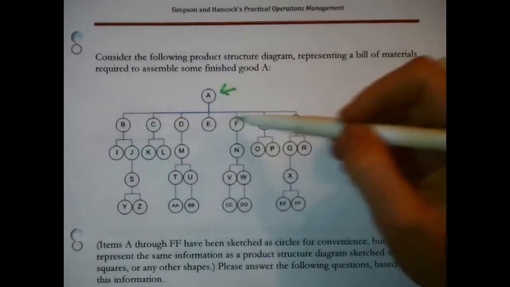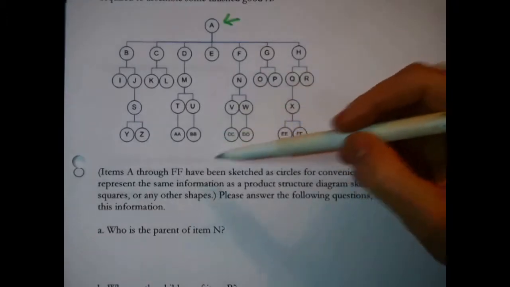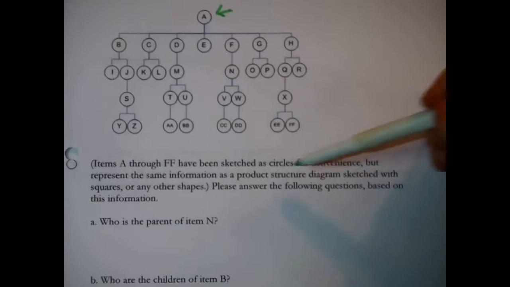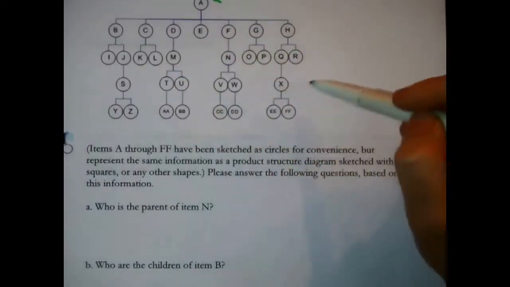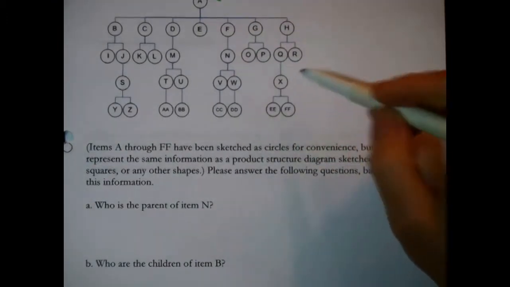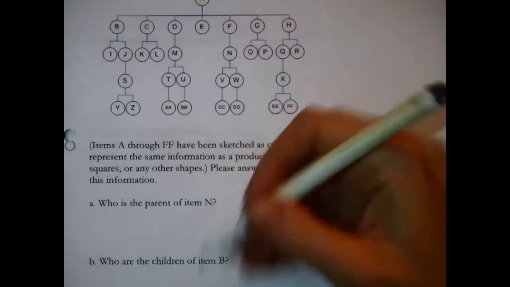All right, I see it. It's made of all of these things. Items A through FF have been sketched as circles for convenience, but represent the same information as a product structure diagram sketched with squares or any other shapes. These are just the various things you need for A. Please answer the following questions based on this information. First question: what is the parent item of N?